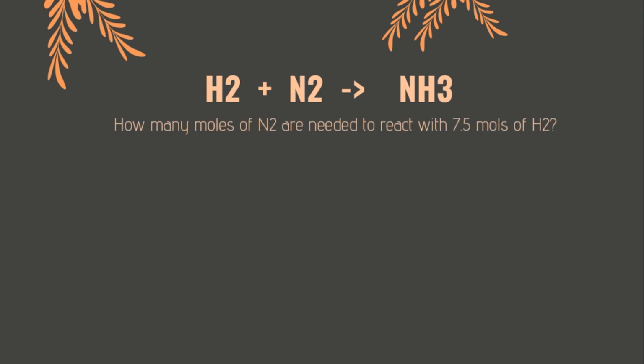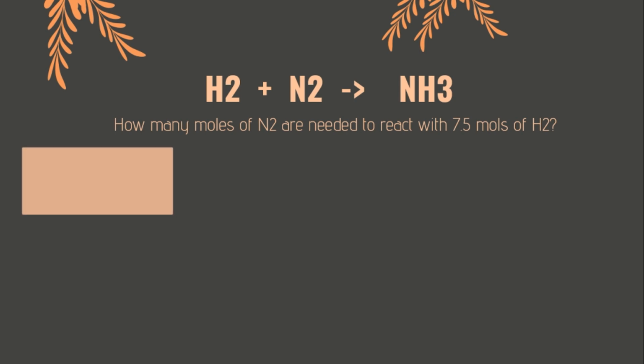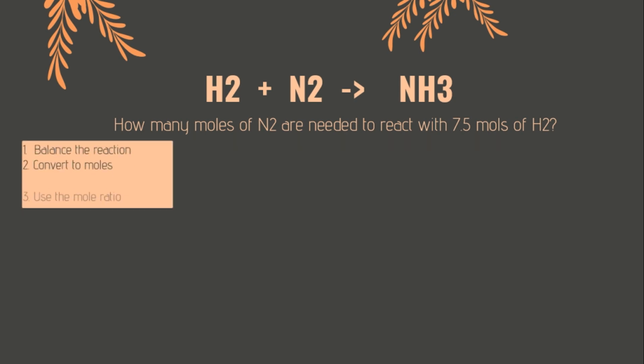If we have 7.5 moles of hydrogen, how many moles of nitrogen would react with that? First, we balance the equation. Yep, that's balanced. And because the amount is already given in moles, we don't have to convert to moles for the second step.